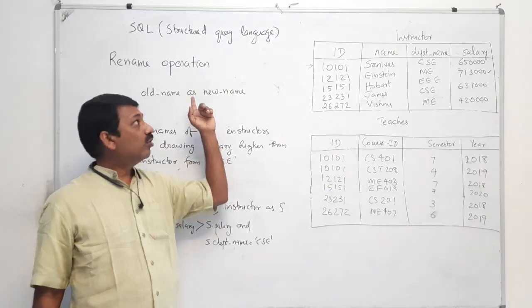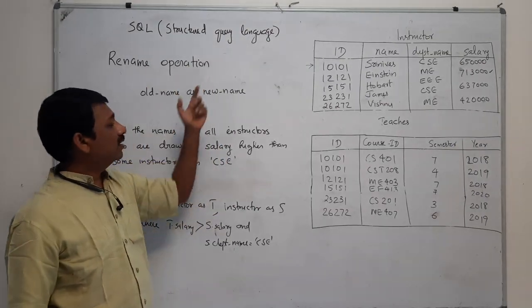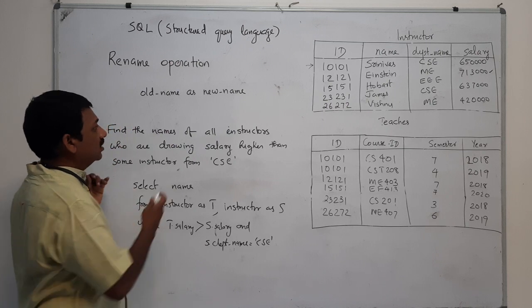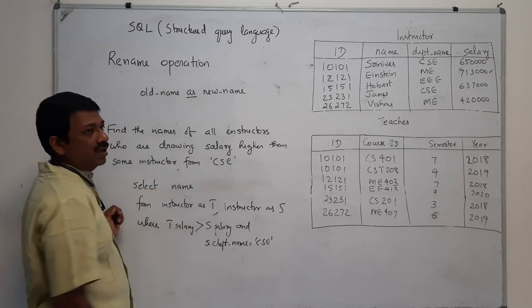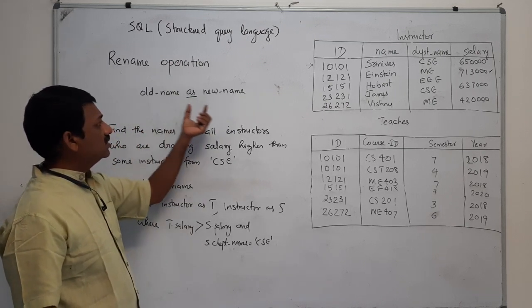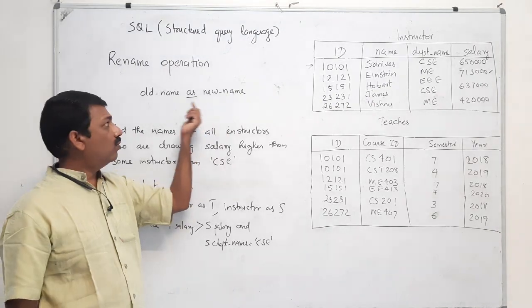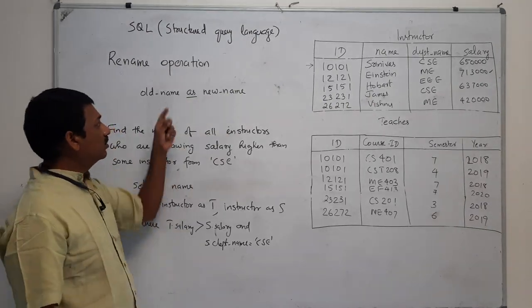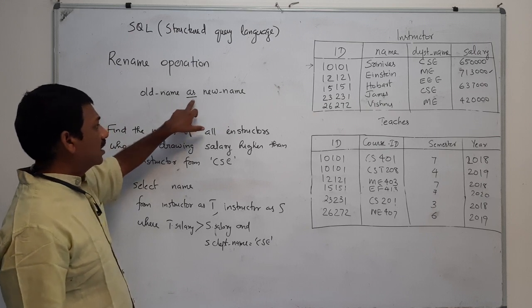The renaming operation in SQL means renaming using the AS clause. AS means that the old name is renamed as the new name. Old name is renamed as new name. That is the renaming operation.